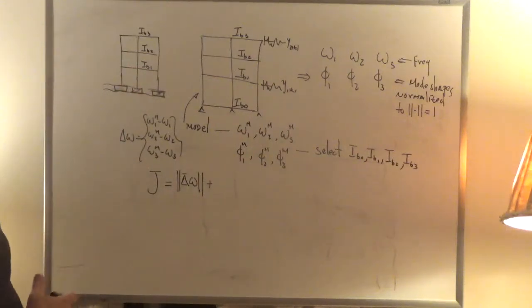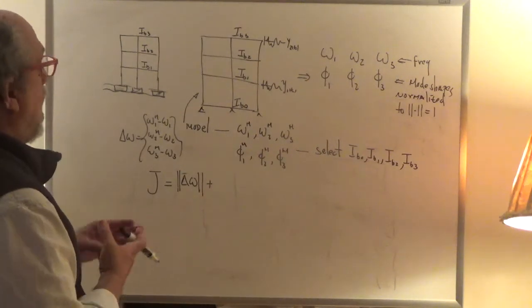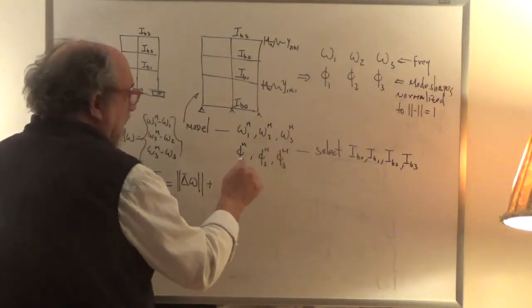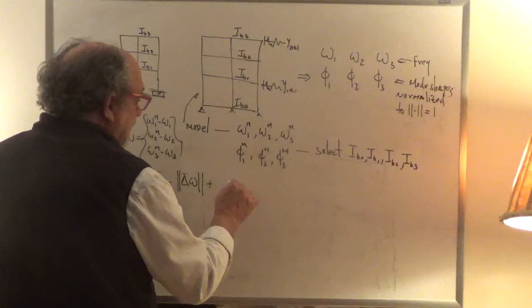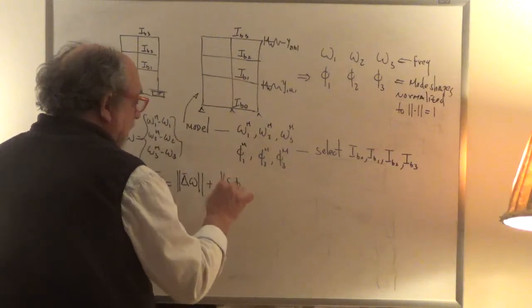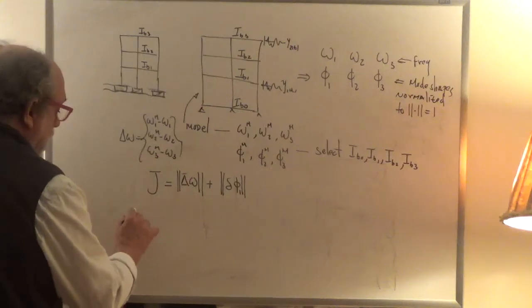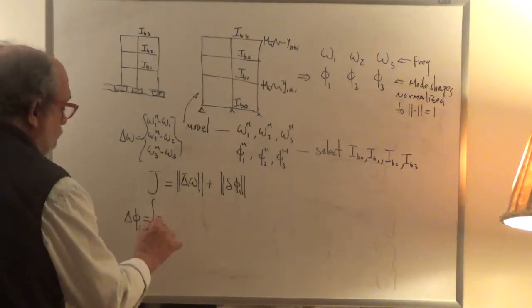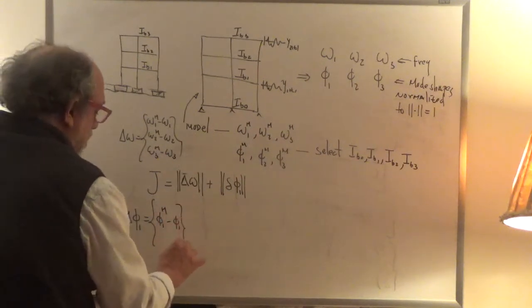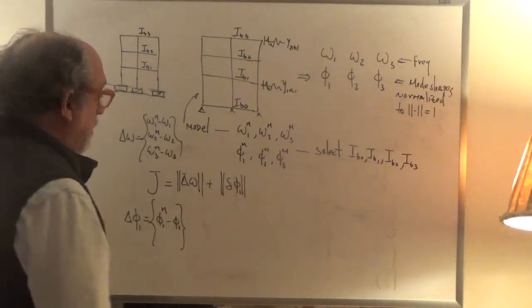Now I need to put something for the mode shapes. There are many ways to do this. I'm going to do it, let's say, mode by mode. You can write it differently if you want. You can think about it and see what you like. In this case, I'm going to say that there is a delta phi 1 that I can take the norm of, right? What is delta phi 1? It is going to be my phi 1 from the model minus my phi 1 from the experiment. In this case, that has 2 numbers, and I can take the norm, which becomes 1 number.